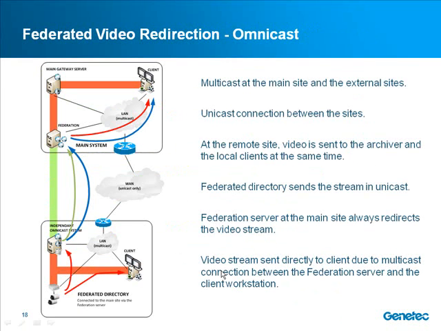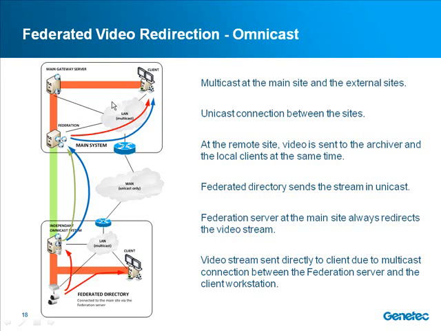So if we take a quick look at a common example, we have a scenario where we have multicast locally, both at the main site and at the external site here, and we have a unicast connection between them. The video is being sent from the video units to the local clients and to the archiver at the same time. The Federated gateway at the external system will send the requested stream to the Federation server in unicast. The Federation server will redirect the video in multicast directly to the client, since we have a full multicast connection between the server and the client.